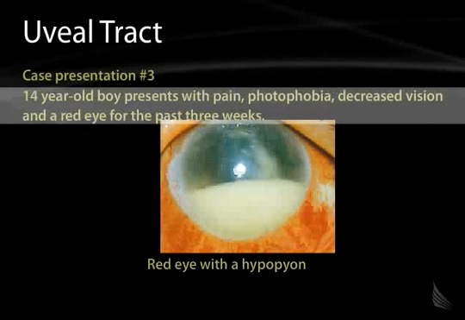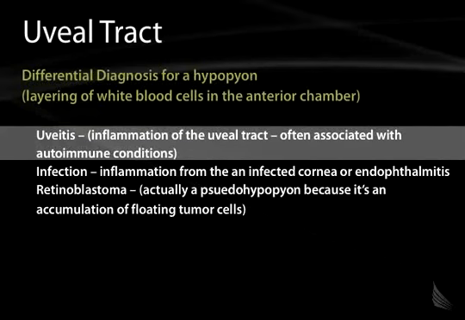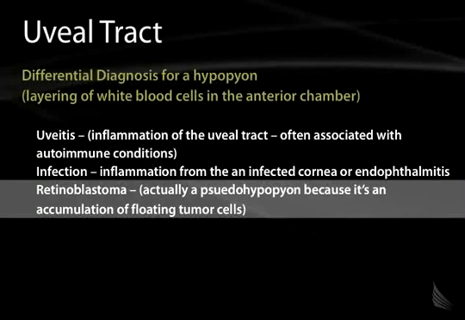You can see that the surrounding conjunctiva is also red and inflamed, so he must have something going on. We could think of conjunctivitis because it's a red eye, but he's got other things too, like pain, photophobia, decreased vision. So we have a differential diagnosis for a hypopyon. We have uveitis, which is inflammation in the uveal tract. It's often associated with autoimmune conditions. We have infection inside the eye, inflammation from an infected cornea or of the whole eye, which is endophthalmitis. Also, we have retinoblastoma, which can look like a hypopyon. Actually, it's what's called a pseudohypopyon because the accumulating cells are tumor cells and not white blood cells.